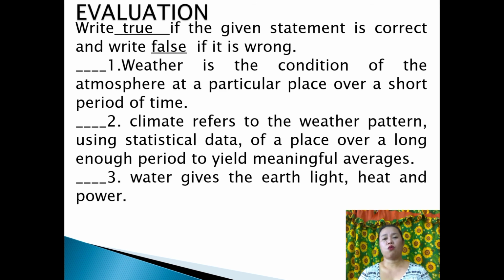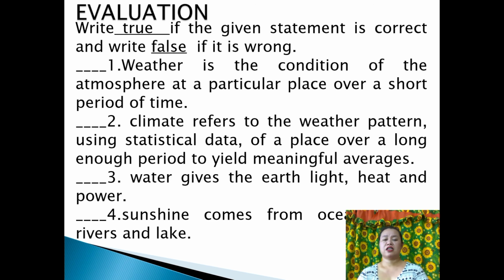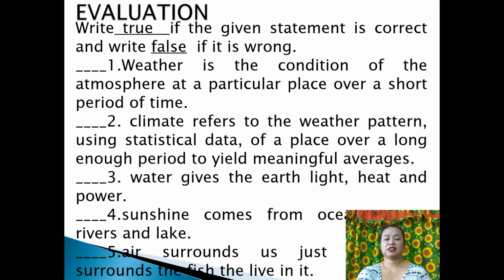Number three, water gives the earth light, heat, and power. Number four, sunshine comes from oceans, seas, rivers, and lakes. Last, number five, air surrounds us just like it surrounds the fish that live in it.